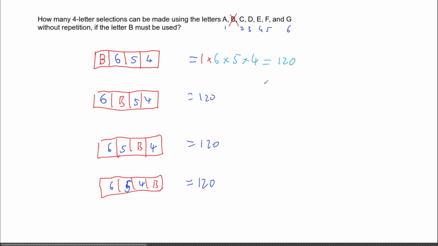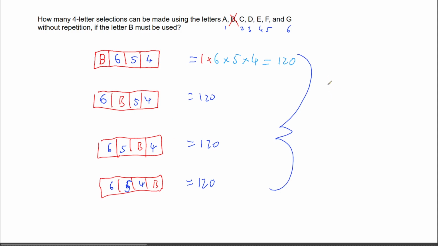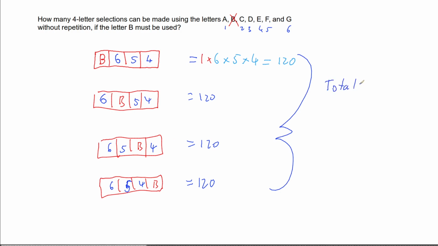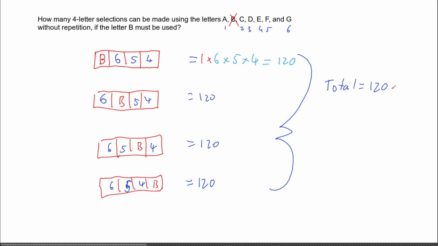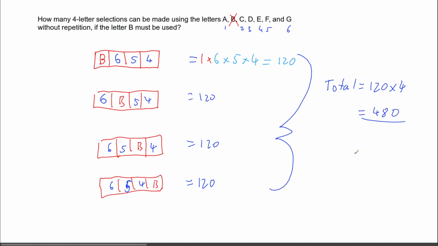If B comes first, 120 ways. B comes third, 120 ways. So that means that the grand total would be to add all of these up. So the total number of combinations is 120 plus 120 plus 120 plus 120, or just do 120 times 4. So there's 480 total possible selections that we can make that are 4 letters long from these 7 letters if B must be one of the letters somewhere within that selection.